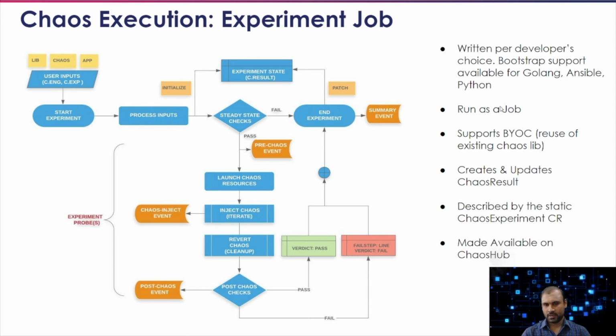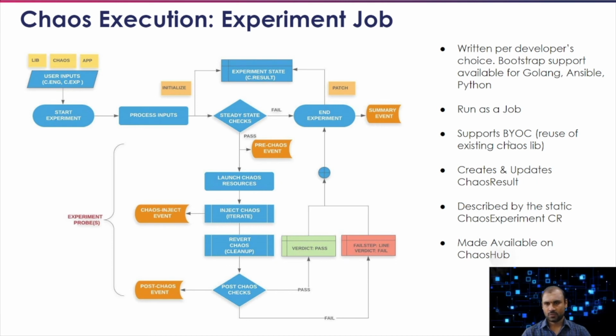Coming to the experiments, the way they run is as a job, like you know. This was a conscious decision in Litmus. Most of the times you want chaos executed as one-time operations. You might want to schedule it every time, and that is supported via the chaos scheduler, but the instance of chaos is typically run as a one-time action, so it runs as a Kubernetes job.